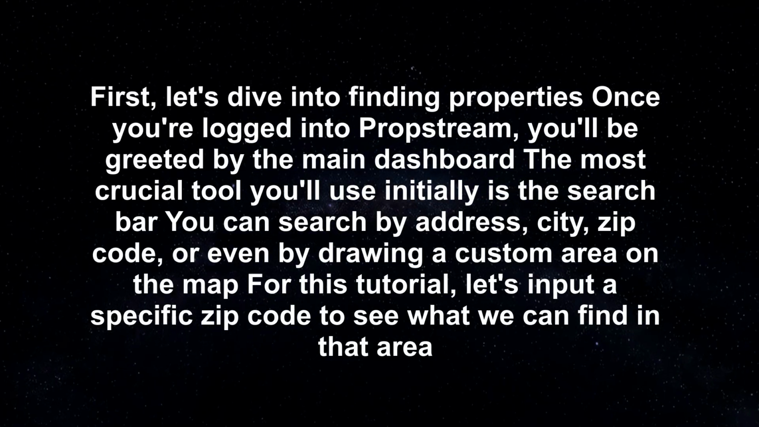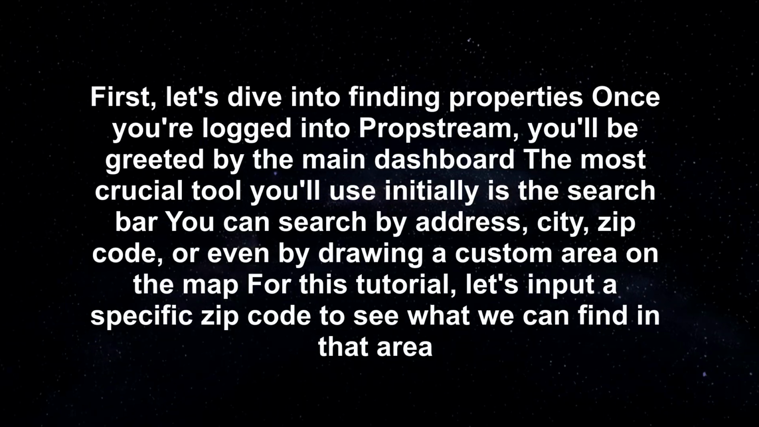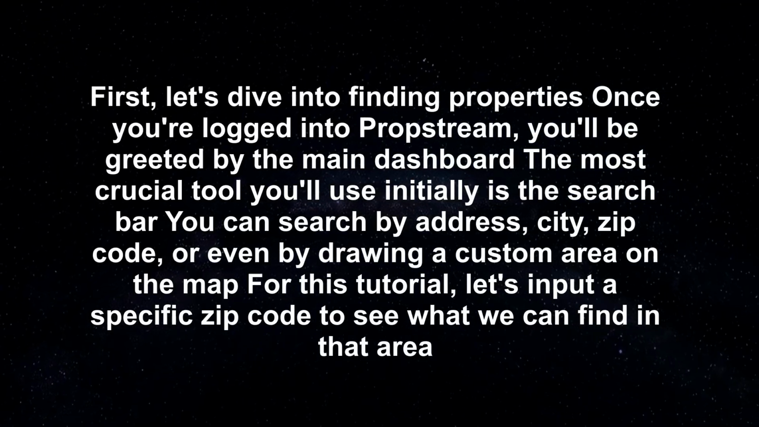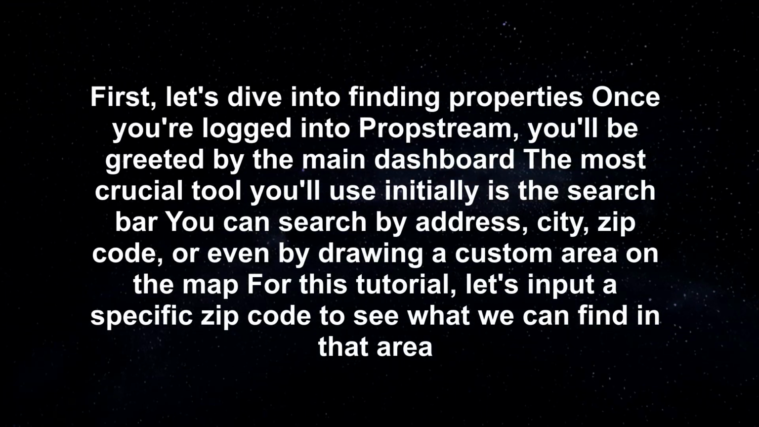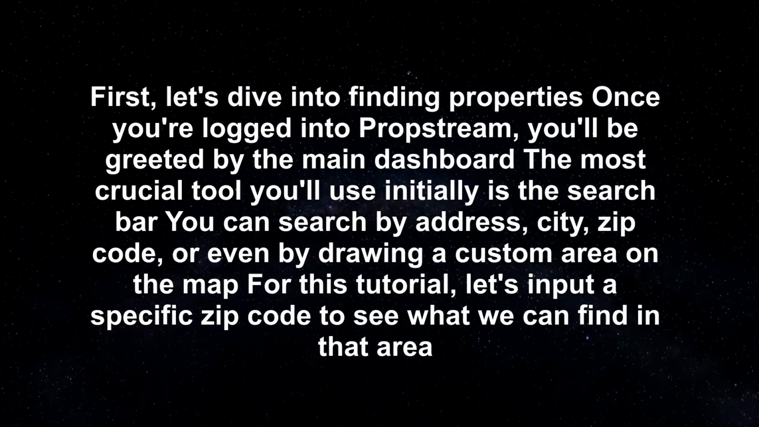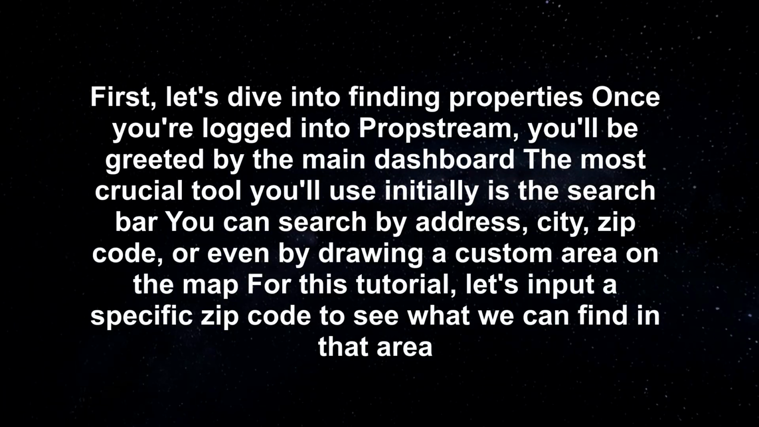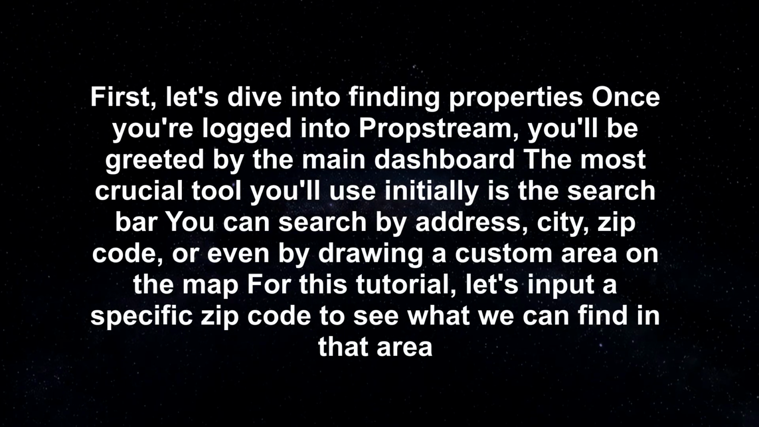Once you're logged into Propstream, you'll be greeted by the main dashboard. The most crucial tool you'll use initially is the search bar. You can search by address, city, zip code, or even by drawing a custom area on the map. For this tutorial, let's input a specific zip code to see what we can find in that area.